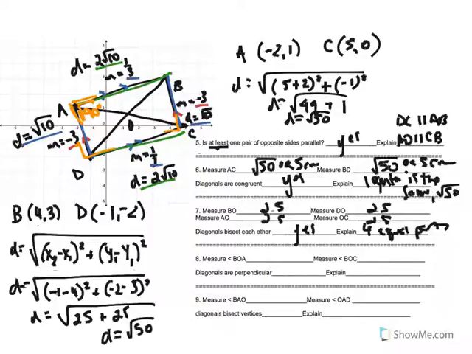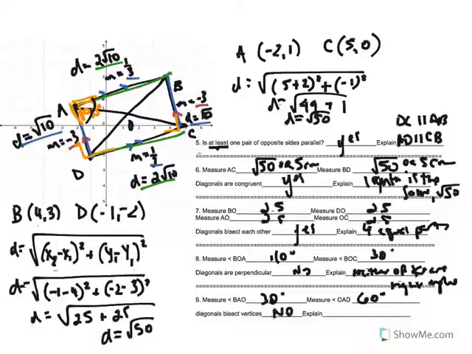And then here we measure angle BOA, and we get 110 degrees. We measure angle BOC, and we get 30 degrees. Are the diagonals perpendicular? No, because neither of the angles are right angles. Measure BAO here, and measure OAD here. BAO is going to be 30 degrees, and OAD is going to be 60 degrees. Do the diagonals bisect the vertices? No, because the angles are not equal.